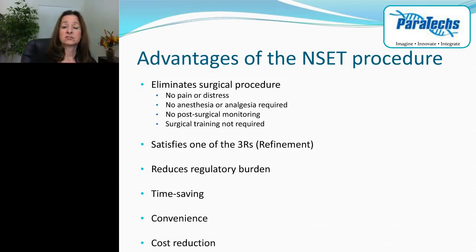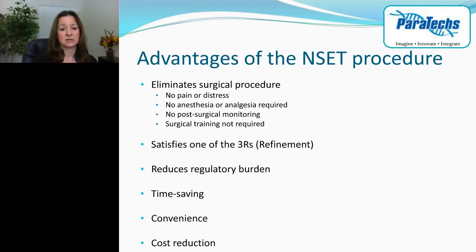The non-surgical embryo transfer procedure satisfies one of the 3 R's. It's a refinement of a technique. It reduces pain and distress. It's a terrific improvement for animal welfare. It also reduces regulatory burden. The need to explain why you need to use a surgery and how the surgery is going to be performed, and all of the methods that are required to prepare your lab for a surgical procedure, need not be performed.